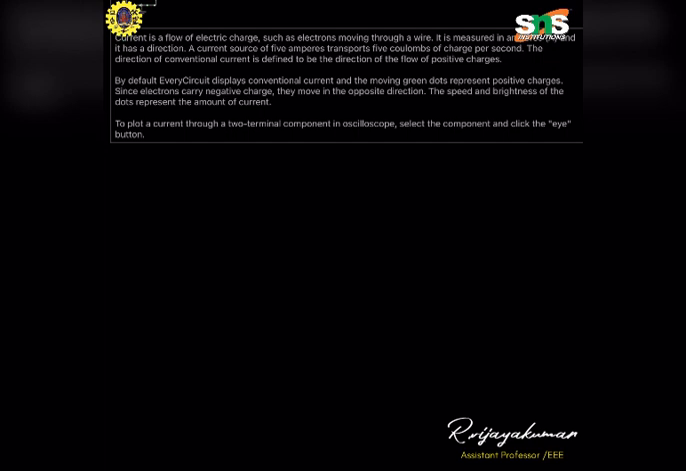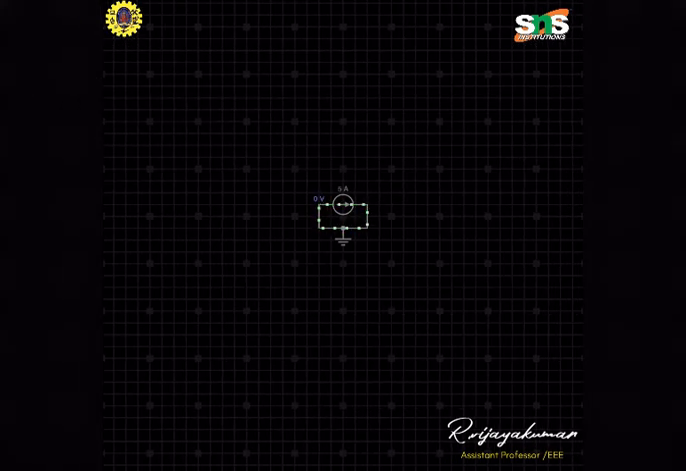First we will see the definition of current. Current is a flow of electric charge, such as electrons moving through a wire. It is measured in ampere and it has a direction. A current source of 5 ampere transports 5 coulombs of charge per second. So this is called a current. I will explain with a small scenario.